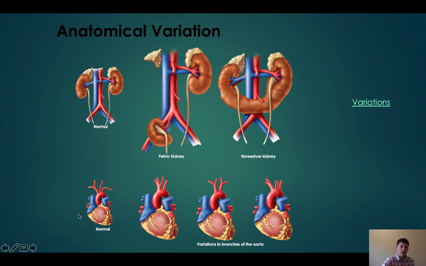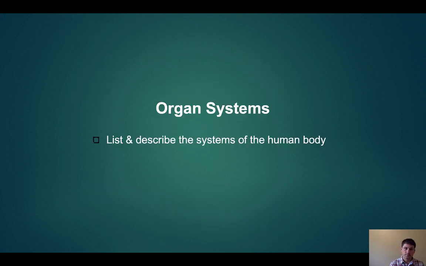In the bottom, we've got a normal heart with its vessels branching off of the aorta. But what we can see is that we have different variations of those branches. So as you go through labs and lectures and your next couple of years in classes learning about physiology and anatomy, you also have to remember that this is not always the case, right? There are variations.